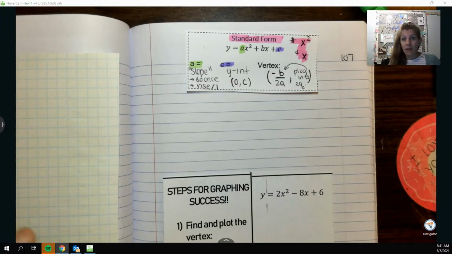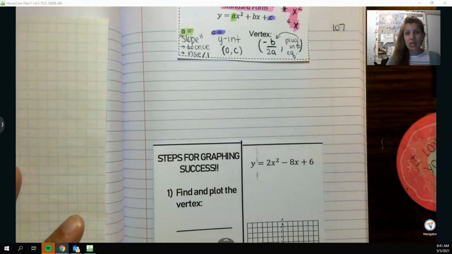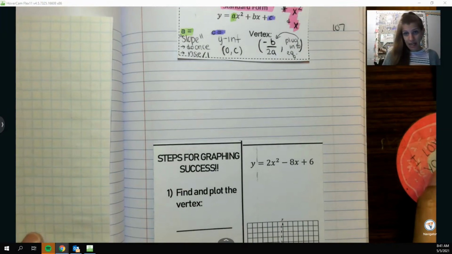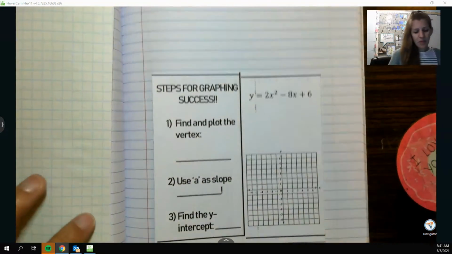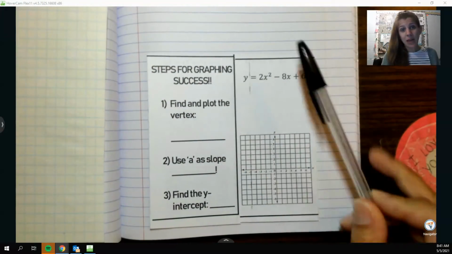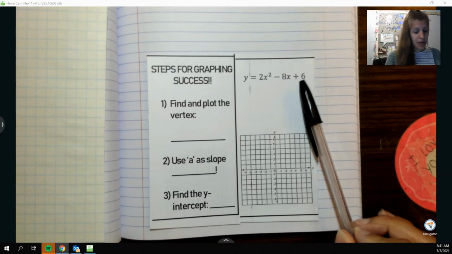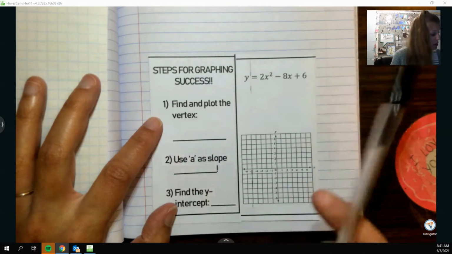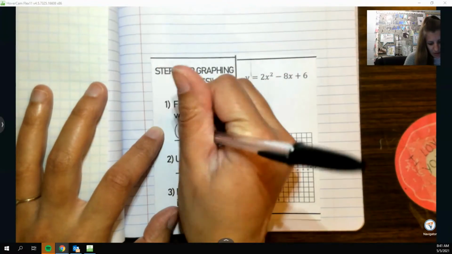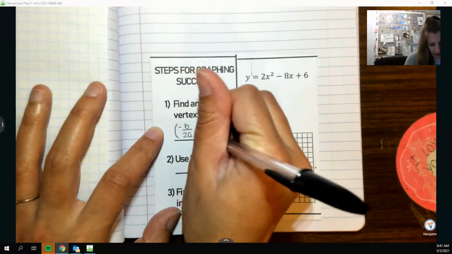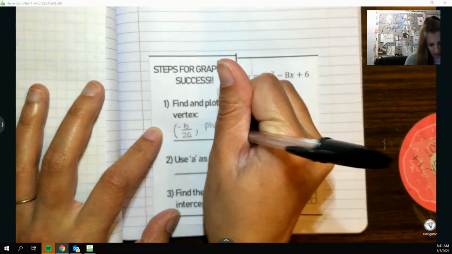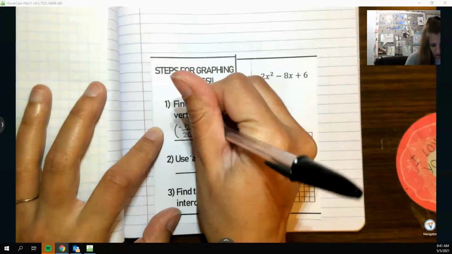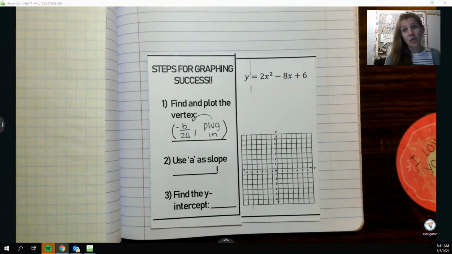Alrighty, so jumping right down to it, let's talk about our steps for graphing success. If I want to graph something that is in standard form, I still, like vertex form, need to find and plot the vertex first. However, it's just a little bit trickier because we have to do negative b over 2a and then plug it in to get the y value.